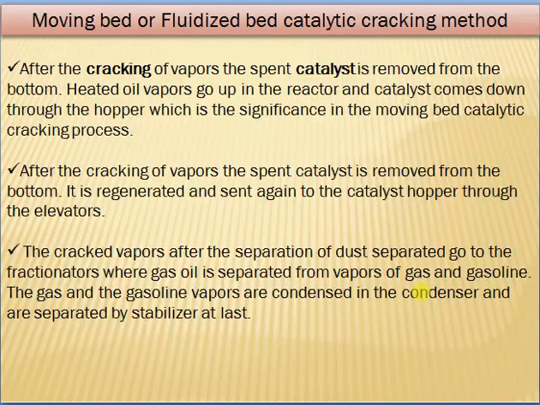So the main important points of this moving bed catalytic cracking. The most important point: the cracked vapor, after separation of dust, goes to the fractionator where gas oil is separated from the vapor of the gas and gasoline. These gas and gasoline vapors are condensed in the condenser and are separated by a stabilizer at last. Here is the significance of this process: simultaneously the cracking and regeneration of the catalyst take place. So it is comparatively better than fixed bed catalytic cracking.